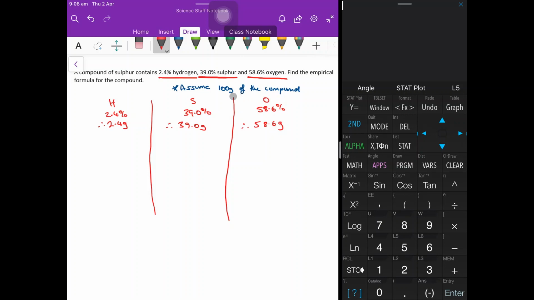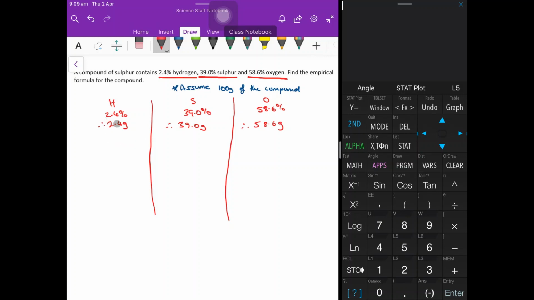Now, let's have a bit of a think. Why did I use 100 grams? Well, I used 100 grams because of 100%. If I didn't use 100 grams, I would have to do another equation to work out, let's say I used 80 grams, I would have to work out, hey, what's 58.6% of 80 grams? And I'd get a slightly different answer here. The reason why I used 100 grams is because it's just straight across. I can go straight from percentages to grams, which is a little bit easier for me.